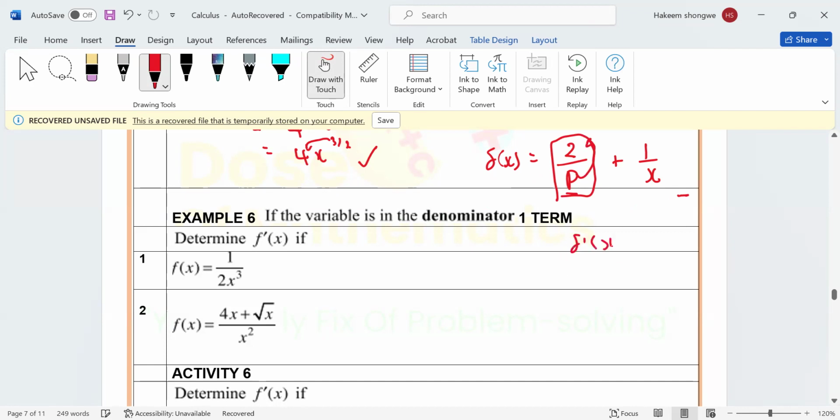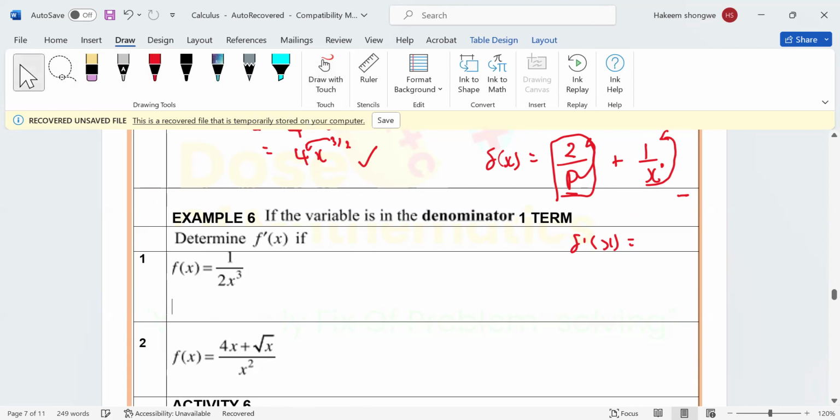Let's say they say determine f prime of x. If they say determine f prime of x, what they mean is that you can't differentiate this thing here. You first have to come and take this one here, and you are going to take it to the numerator. So that's what we mean when we say we are going to take the variable that we're differentiating in terms of into the numerator.